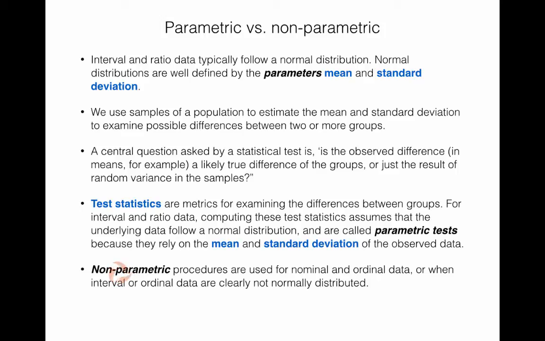Here we'll discuss parametric versus non-parametric tests. Interval and ratio data typically follow a normal distribution. Normal distributions are well defined by the parameters mean and standard deviation.